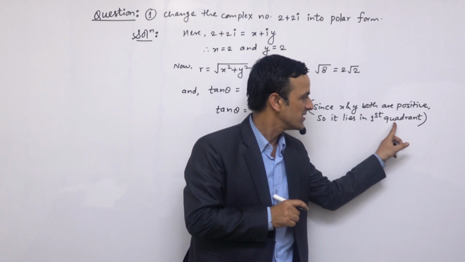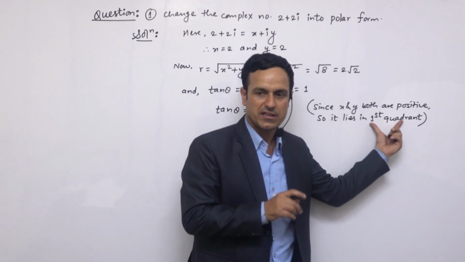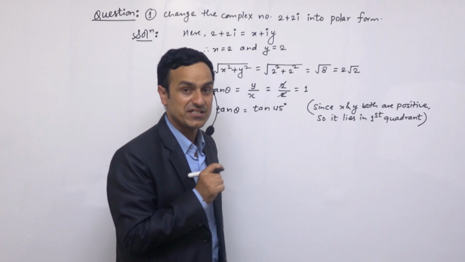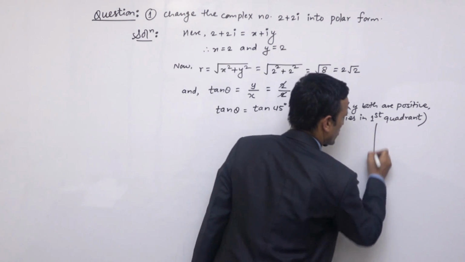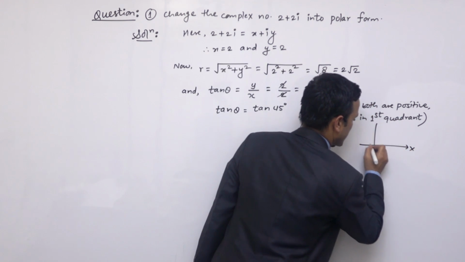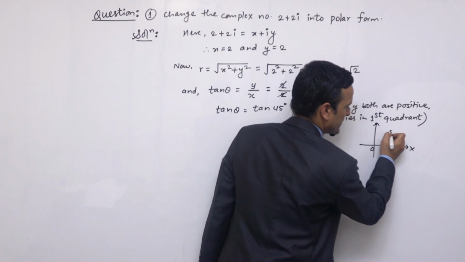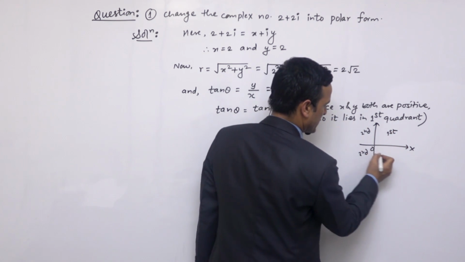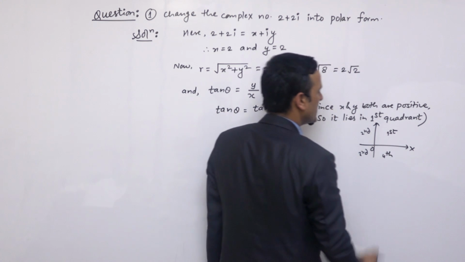First quadrant means the value lying between 0 and 90 degree. First quadrant means this one. This is first quadrant, this is first, this is second, this is third, this is fourth.